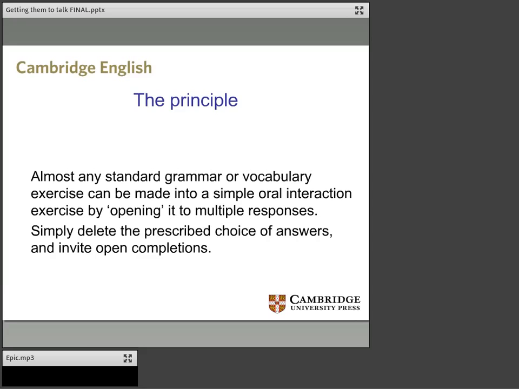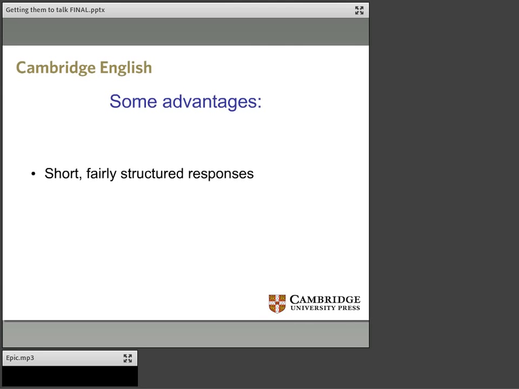So you delete the bank of words they could put into a gap, or you delete one column of a matching exercise, or you delete the options in a multiple choice, and you invite students to make all sorts of answers themselves, and you're already into simple oral interactions. And the advantages are that the responses are short, structured, easy to complete, based on a very, very familiar format, which they're comfortable with.